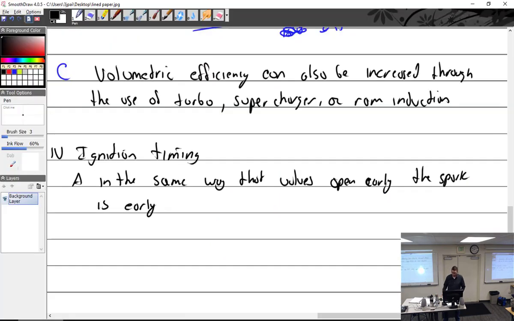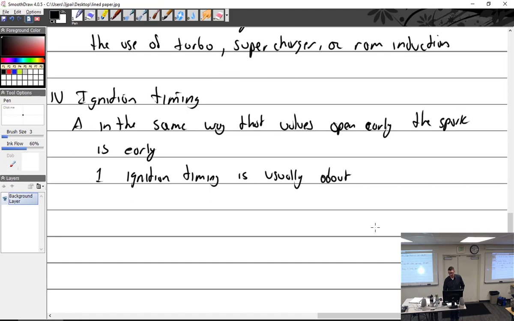So we've got to spark it early. Ignition timing is usually somewhere between 20 to 25 degrees before top dead center.